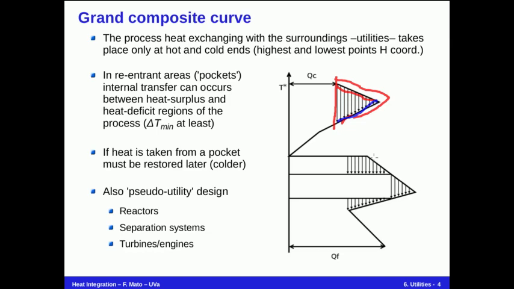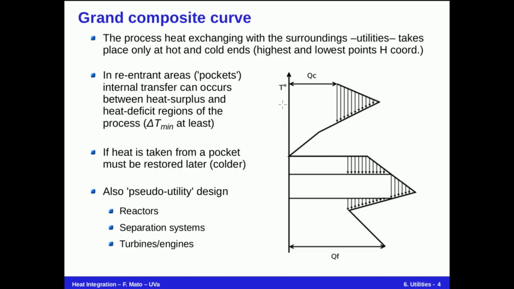And for cooling, this is the same thing. The heat liberated up must serve the heat needed down. And this is true even at the last point of the pocket, where the difference between hot and cold stream is exactly the minimum approach and the recovery can take place. Besides, if heat is taken from a pocket here to a cold stream, then it must be restored later to maintain the balance.